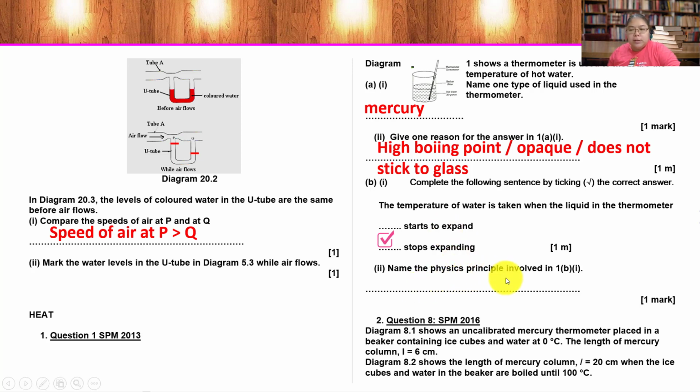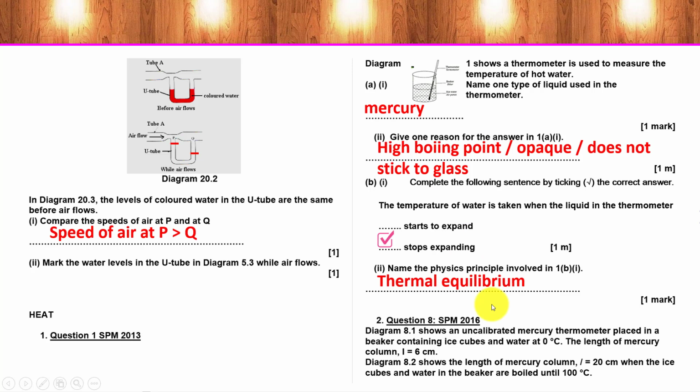Okay, name the physics principle involved in 1B1. So 1B1 is related to stopped expanding. In what situation will it stop expanding? When both temperatures become equal. That means the water temperature and thermometer temperature become the same, then it will stop. So this principle is thermal equilibrium.